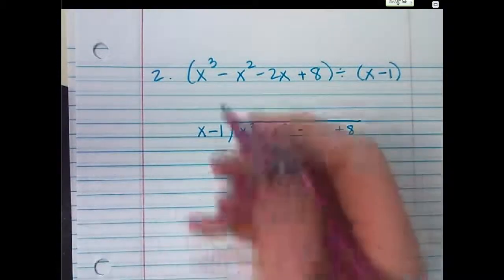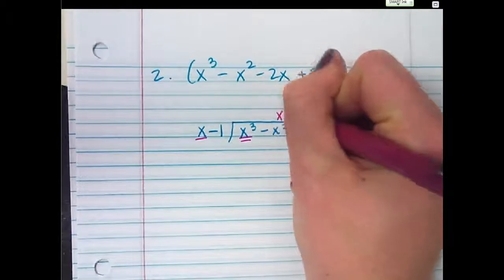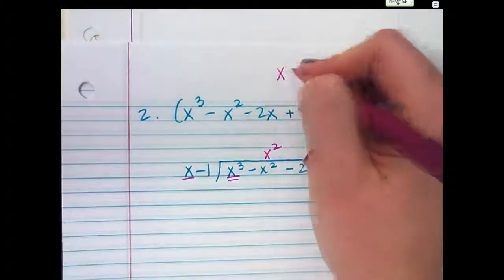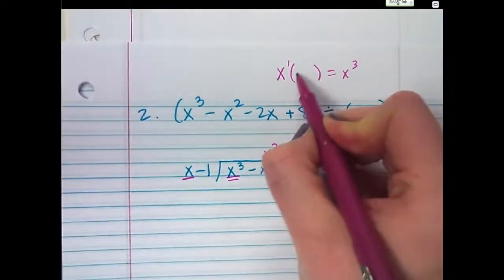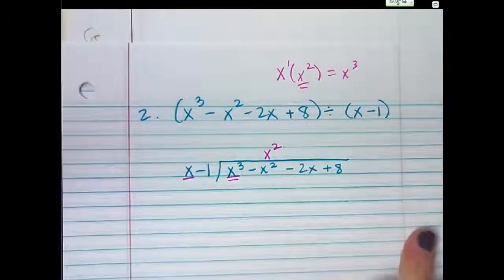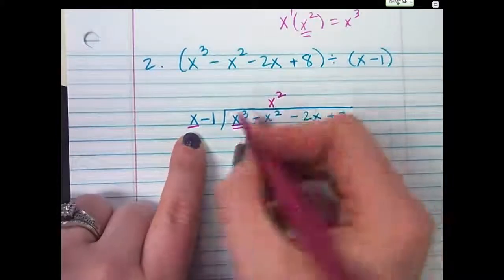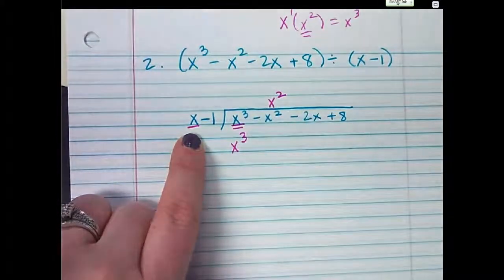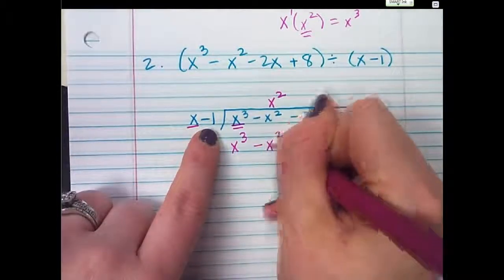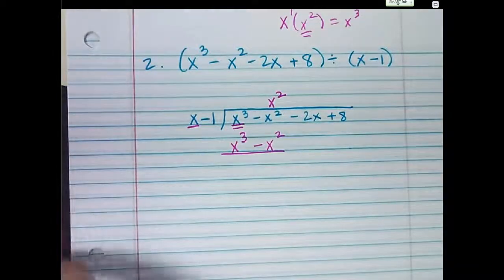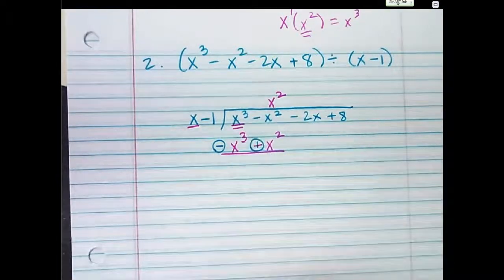Figure out the first part. What times x gives you x cubed? x squared, right. Remember, if I have 1x and I'm trying to get to 3, I have 1. This is adding, so you're just missing 2. So that's what goes up top. Now I multiply x squared times x cubed, and x squared times negative 1, negative x squared. So change your signs. This becomes minus, this becomes plus.